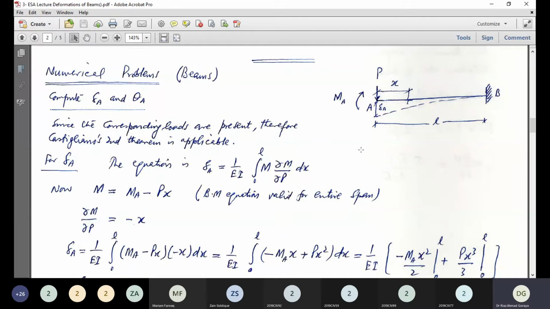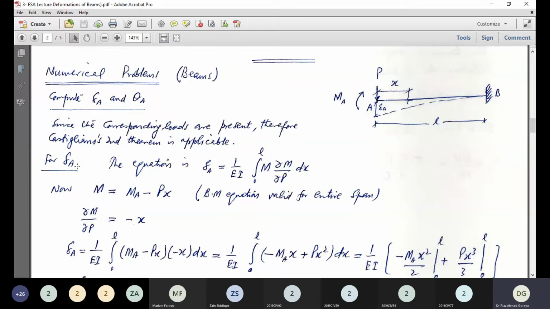Now this is a beam AB and it is subjected to a load P vertically downward and a clockwise moment at A. And span is L. Now it is required to compute deflection at A and rotation at A. Here, compute delta A and theta A. Since the corresponding loads are present, therefore Castigliano second theorem is applicable. If the corresponding load is not there, then Castigliano second theorem will not be applicable.